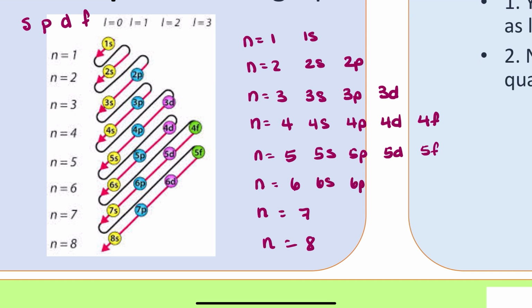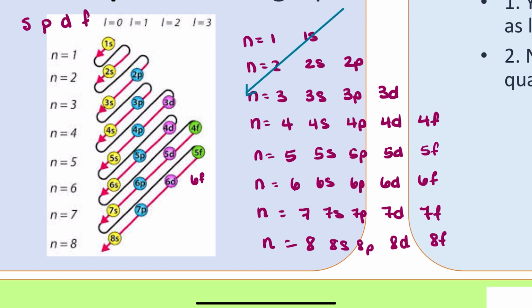6s, 6p, 6d, 6f. 7s, 7p, 7d, 7f. 8s, 8p, 8d, and 8f. So we've recreated it. We put a few more in there, but they would fill out that way as well. There would be 6f here. It's just that we don't have any ground state electrons in the 6f yet, and that's why it's not listed here. But now what I'm going to do is diagonally cut across this table.